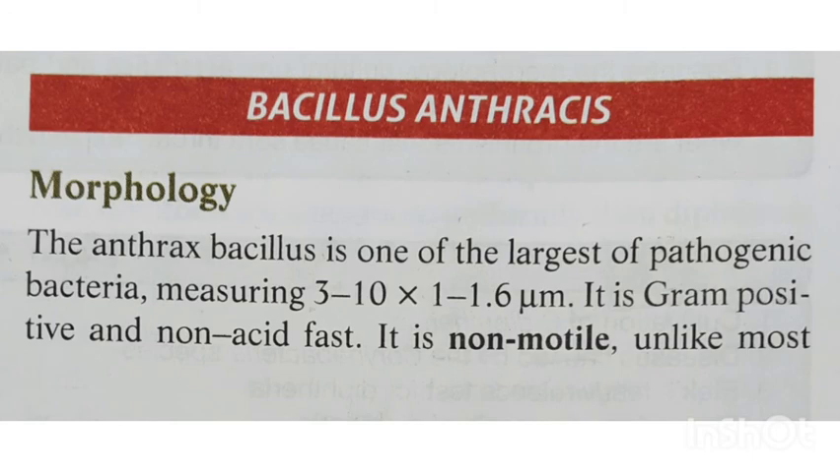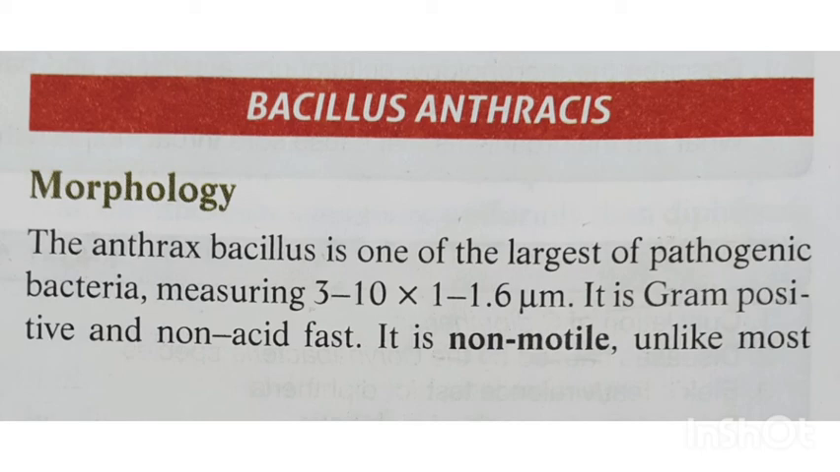Next we are going to discuss the identical or unique features of Bacillus anthracis. First of all, its morphology. Bacillus anthracis is one of the largest pathogenic bacteria, and its size is 3 to 10 micrometer in length and 1 to 1.6 micrometer in breadth. Okay, and it is gram positive and non-acid fast. That is, when subjected to gram staining, it is seen as gram positive, and it is also non-acid fast.